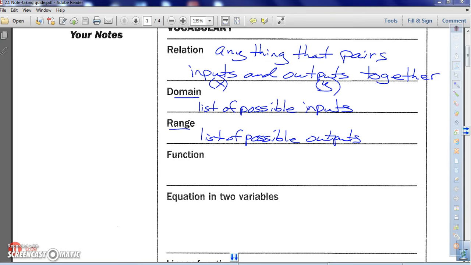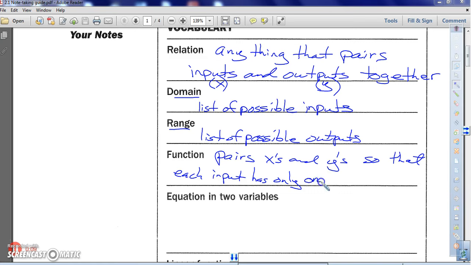Now a function is a special kind of relation. A function pairs x's and y's, or inputs and outputs, so that each input, or x, has only one, and that's so important, only one output that goes with it. So anytime I put a number in for x, I only get one answer. As long as that's the case, then it's a function.